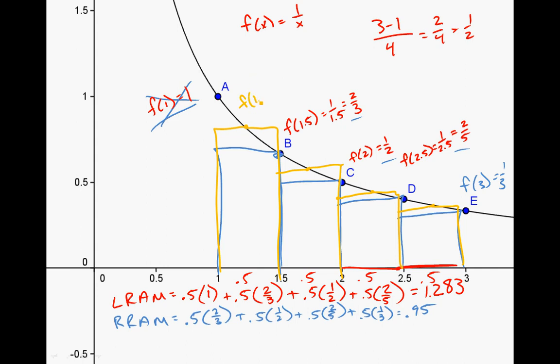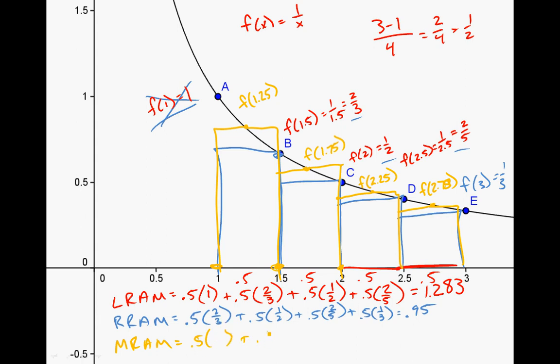Okay, so I'm not going to actually do it, but we want to figure out f of 1.25, that's what's halfway in between 1 and 1.5, and then we need to calculate f of 1.75, because that's halfway in between 1.5 and 2. Then we need to calculate f of 2.25, and f of 2.75. Okay, and then we will do a similar calculation, MRAM.